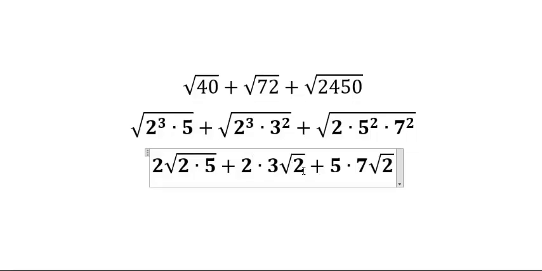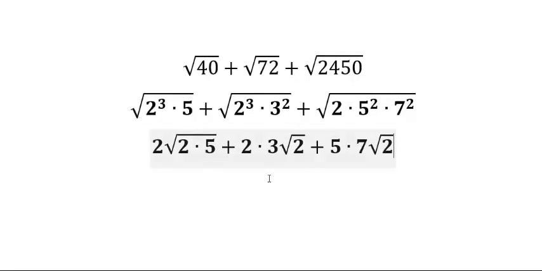Same way for this one, because the 2 is not raised to any power other than 1, it's going to stay inside the square root. Because 5 is squared, it comes outside. Because 7 is squared, it also comes outside. Because there is more than one number outside, I'm going to separate them with the multiplication symbol, the dot.